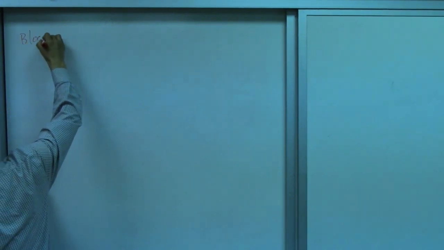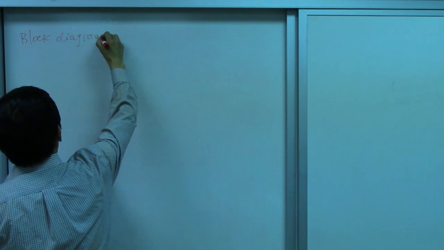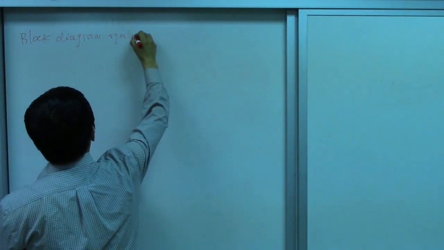Today we are going to discuss block diagram. First, we list several symbols. For discrete system, LTI system, basically we have three fundamental operations.